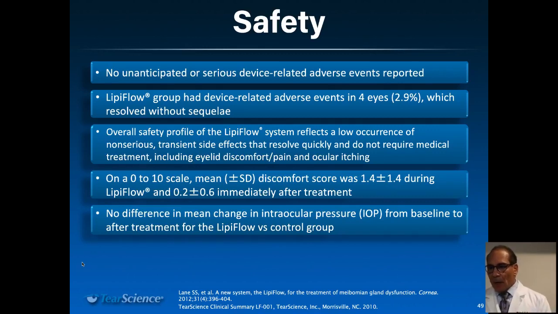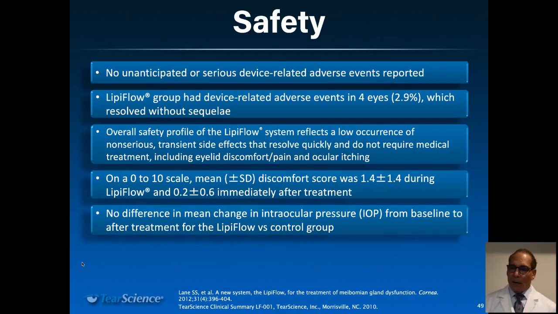Also, what about any types of irritation or discomfort? So we want to know, is it a painful process? During the treatment, patients were asked, what's your level of discomfort? And during the time the treatment was going on, they said it was about 1.4 on a scale from 0 to 10, very low. Immediately after the treatment, they took the eyepiece off and asked, what's your level of discomfort now? It was 0.2. It essentially is nothing. So we know it's a safe procedure. We know there's no pain.